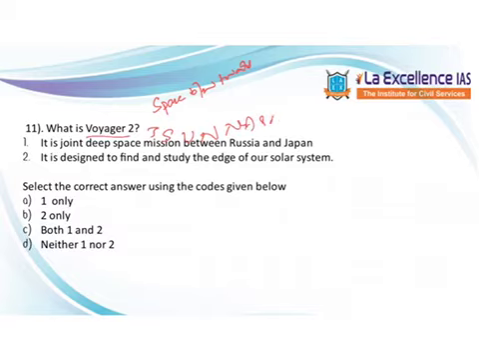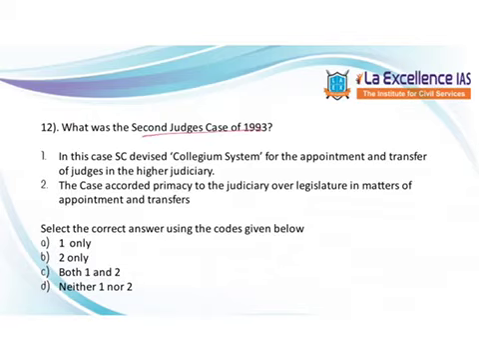So the answer A, statement 1, is wrong. Then, it is designed to find and study the edge of the solar system. Yes, that is correct. So answer is B. So what was the Second Judges case of 1993?